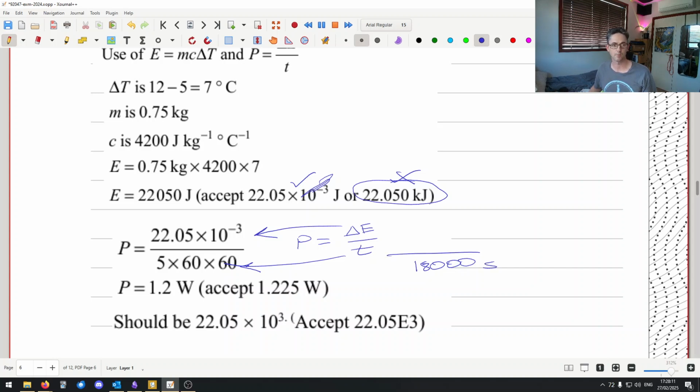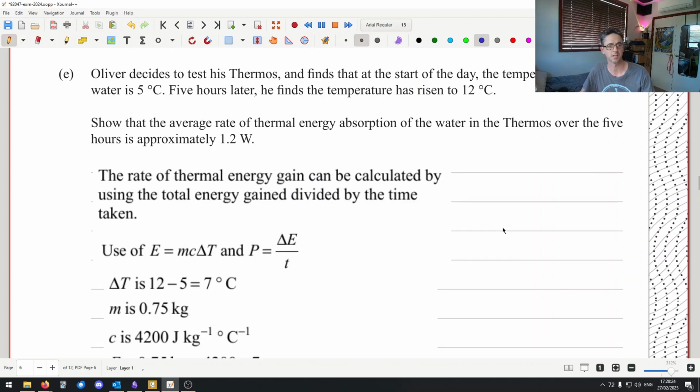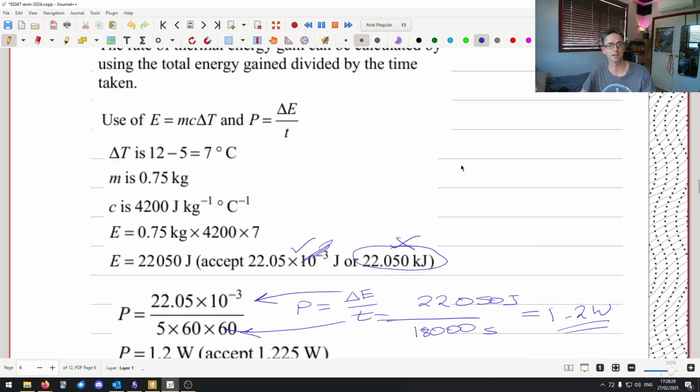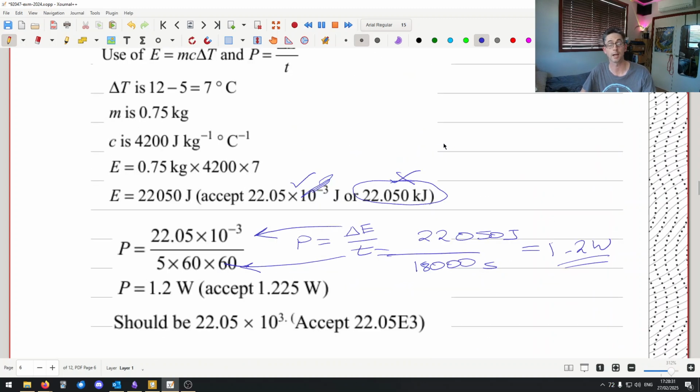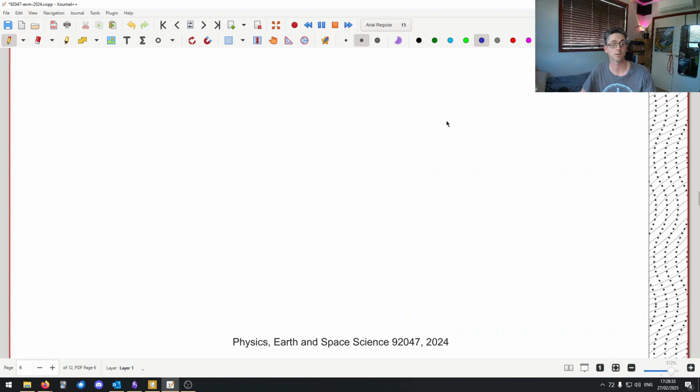And then we've got our 22,050 joules. That works out to be approximately 1.2 watts. Which again, with these questions so far on this exam, they've always given you the final answer and they want to see how you're working it out. They want to see your working. That's kind of the key thing.